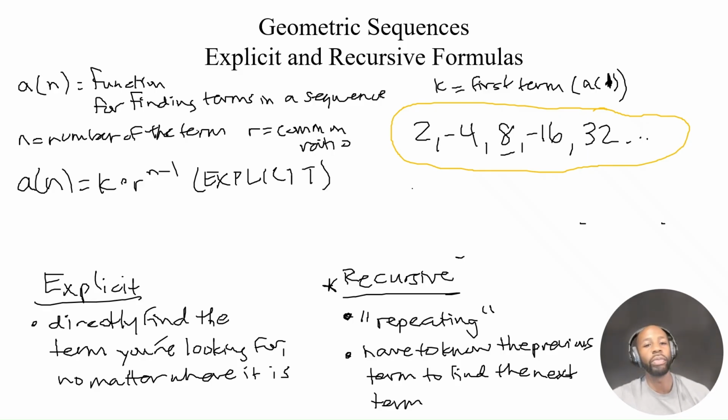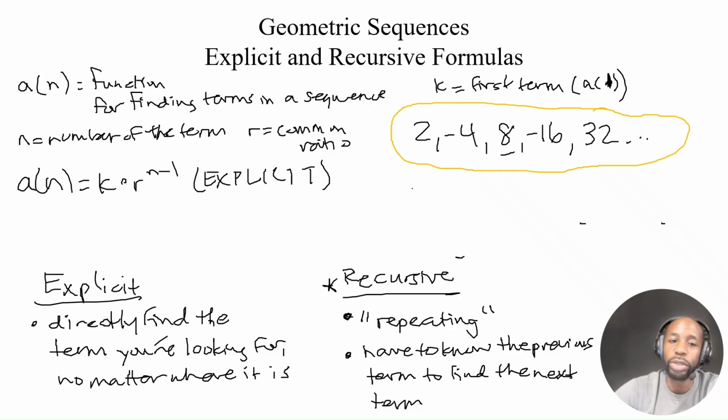How is this explicit? This allows you to directly find the term you're looking for. It's the first term times the common ratio, raised to the n minus 1 power. That means that if you're trying to find term number 4, you're going to multiply the first term times the common ratio 3 times. Since you're raising the common ratio to the power n minus 1, it allows you to multiply the first term by the common ratio enough times to get to the term you want. See how quick it is? It's actually pretty cool.